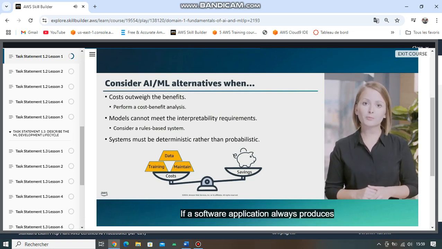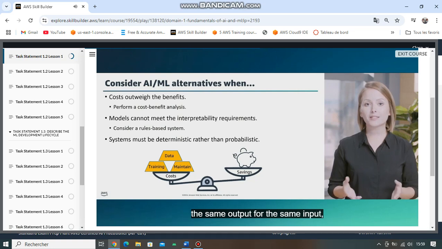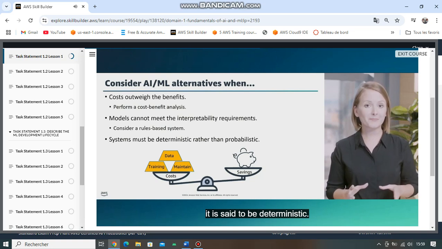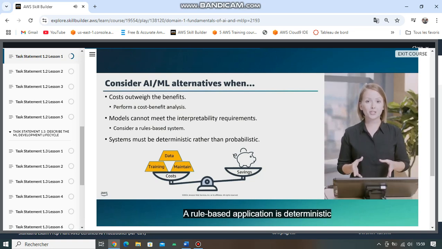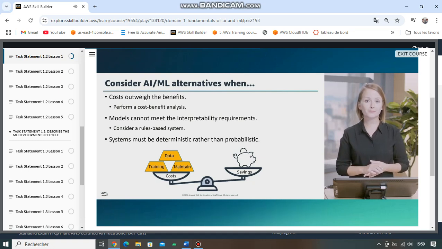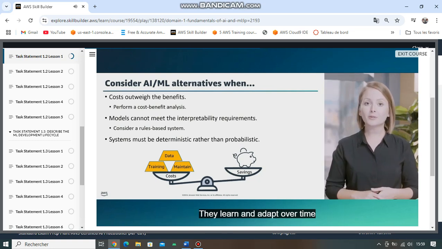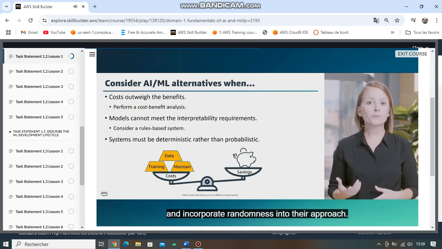If a software application always produces the same output for the same input, it is said to be deterministic. A rule-based application is deterministic unless someone changes the rules. Machine learning models, however, are probabilistic. That is, they determine the likelihood of something. They learn and adapt over time and incorporate randomness into their approach.